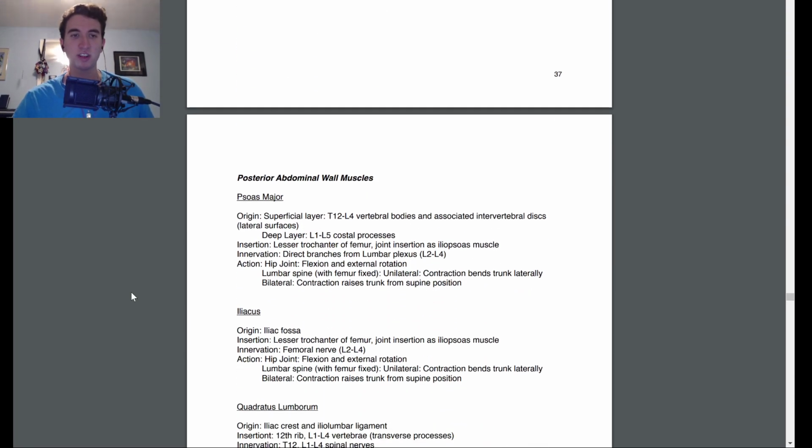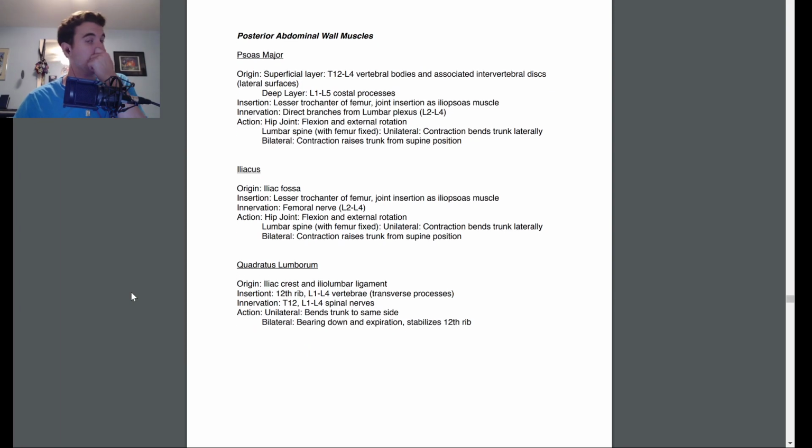Now we're on to the posterior abdominal wall muscles. Starting with psoas major, it originates from the superficial layer. Superficial layer originates at T12 to L4 vertebral bodies and associated intervertebral discs, the lateral surfaces. And the deep layer originates at L1 to L5 costal processes. Insertion, it inserts at the lesser trochanter of the femur, and joint insertion at iliopsoas muscle.